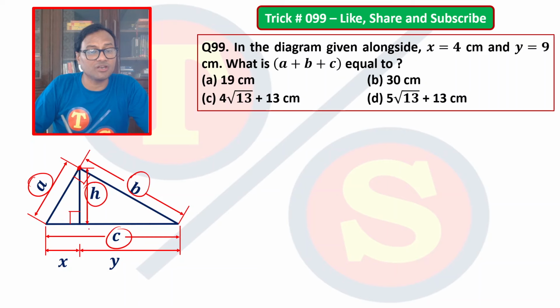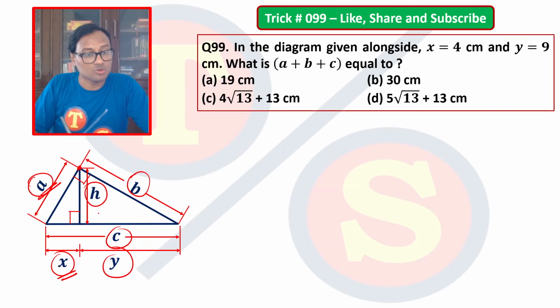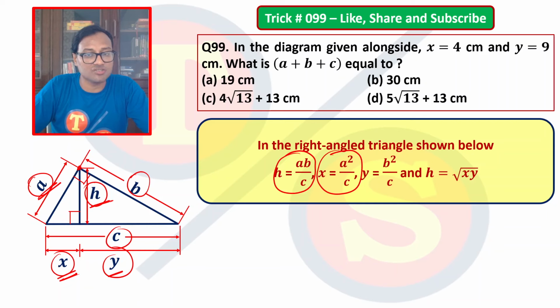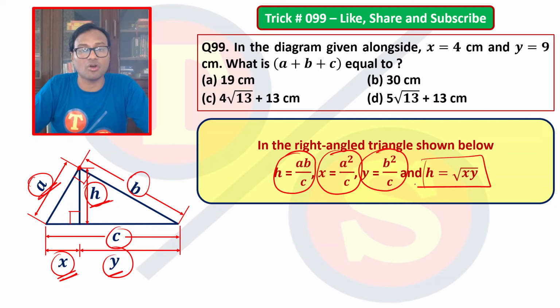This perpendicular divides the hypotenuse into two parts. The part adjacent to A is X. The part adjacent to B is Y. So basically there is a relationship between H, X, Y and A, B, C. What is that relationship? Understand it: H is equal to AB upon C, X is equal to A square upon C, Y is equal to B square upon C, and the most important of all of them is H is equal to square root of X into Y.